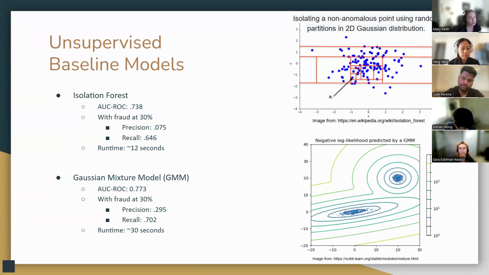The AUC ROC was 0.773. We computed precision and recall at a high contamination level of 30% to heavily bias towards type 1 errors because it's important to consumers and financial institutions to identify as many potential fraud cases as possible. Then an auditing process can be used to weed out false positives. This gave us a precision of 0.295 and a recall of 0.702.